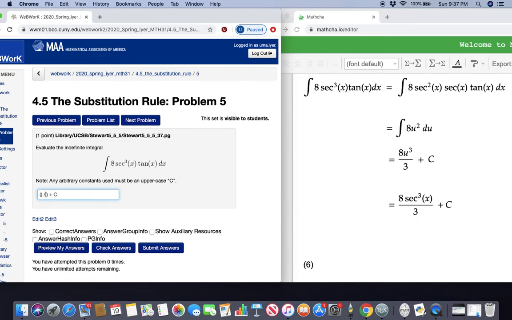All right, what does the fraction look like? Denominator is 3, that's good. Numerator is 8 secant x power 3.